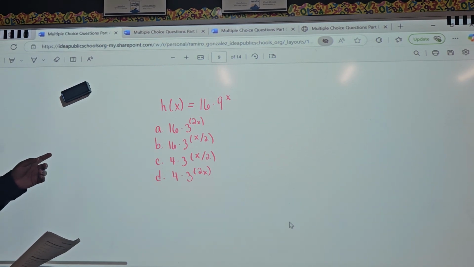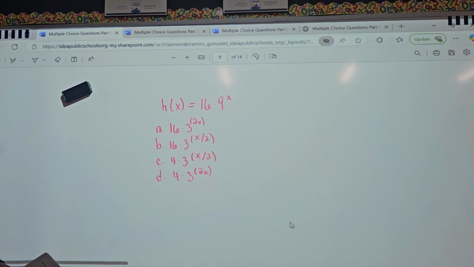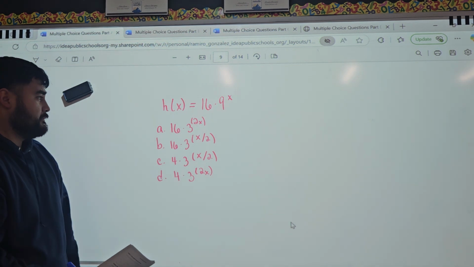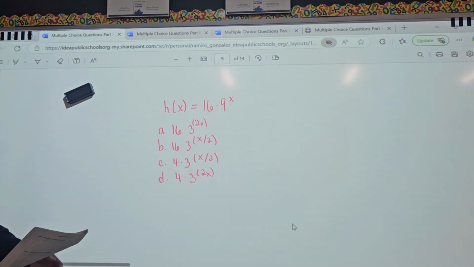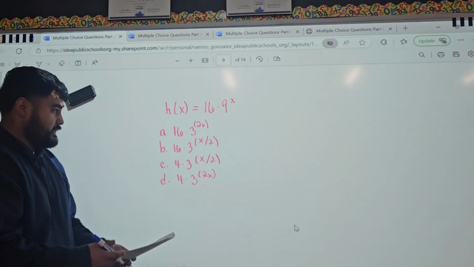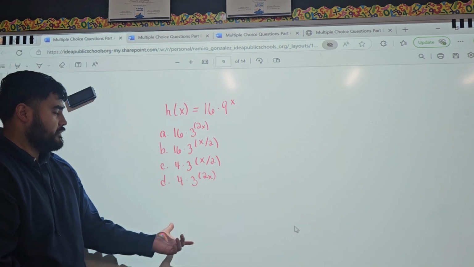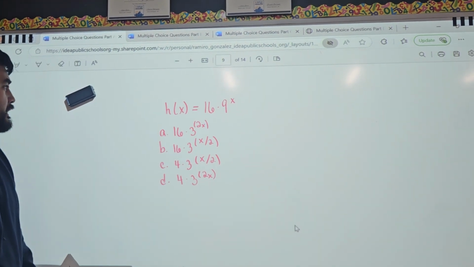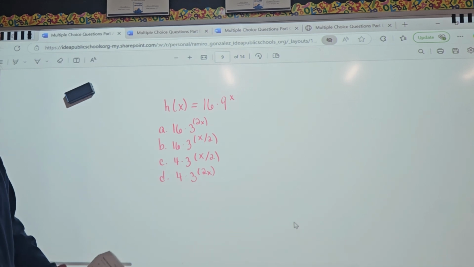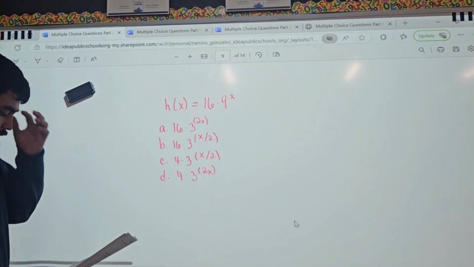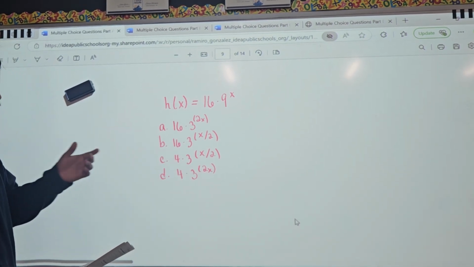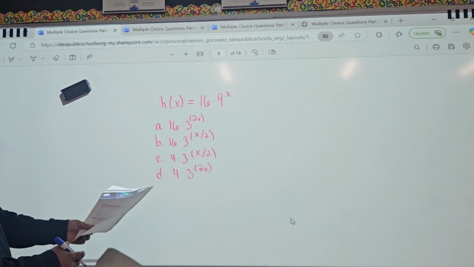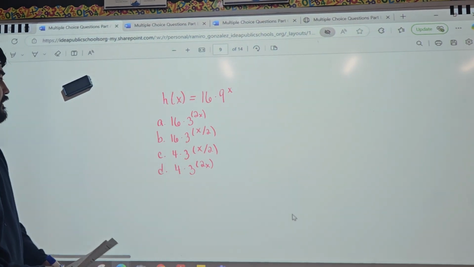The question is saying, given the function, let's call this h of x equals 16 times 9 to the power of x, select the equivalent form of h of x. So one of these in the multiple choice has to be the same as what was initially given. So what could I do? Try to figure out, is there anything that this 16 and this 3 have in common?